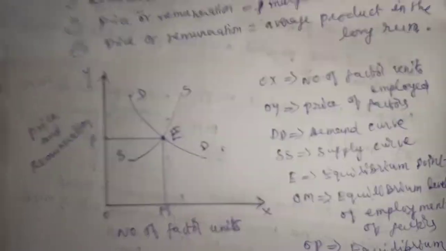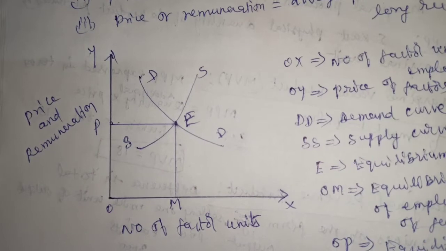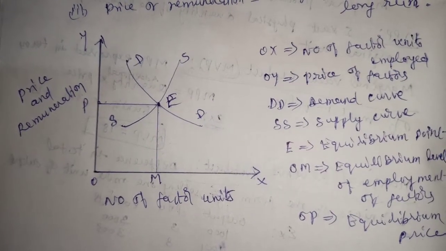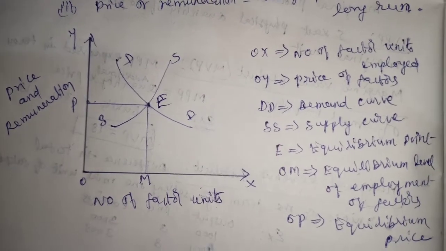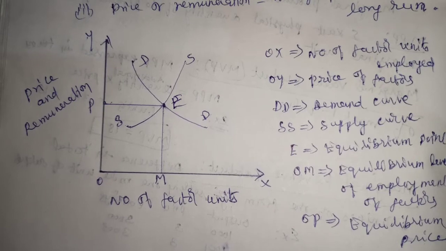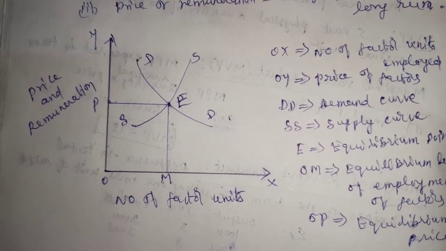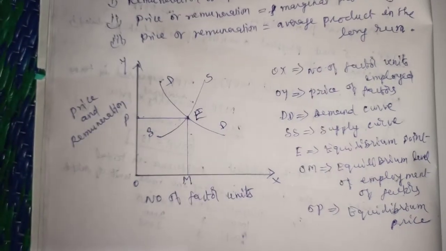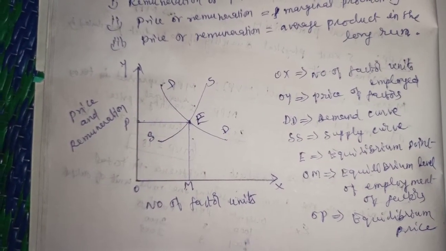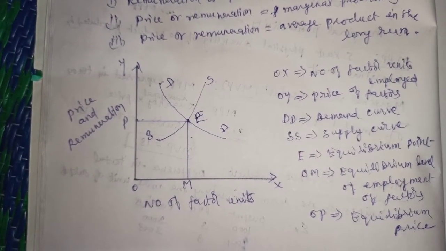Now you see this diagram. On the x-axis we are measuring the number of factor units employed, and on the y-axis we are measuring the price and remuneration of factors of production. DD is the demand curve and SS is the supply curve. DD is always the downward sloping curve and SS is the upward sloping curve.